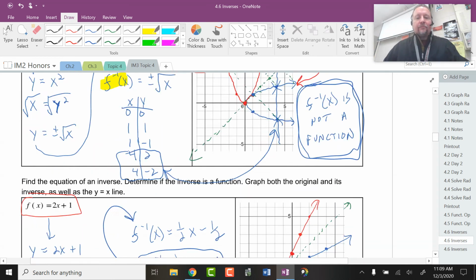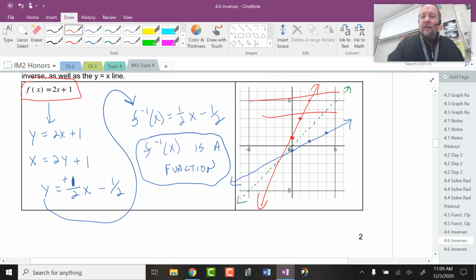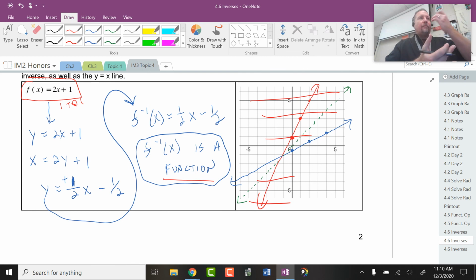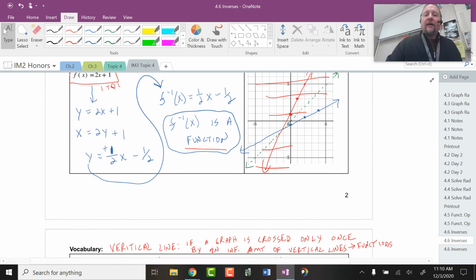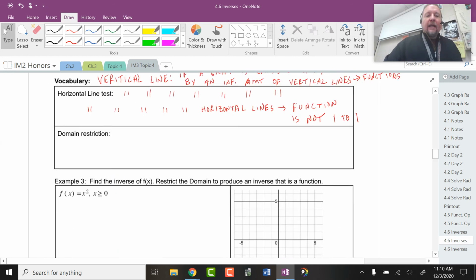Notice up here, this passes the horizontal line test as well as the vertical line test. So this is 1-to-1. Notice the function happens when I find the inverse. All right. And that's the relationship between functions and non-functions when we find the inverse. It depends upon the original question. So what happens is, we have a lot of words to define here. This is why we kind of run short on the notes, but we got to set all this stuff up when we talk about inverses. These all have to be in our head.